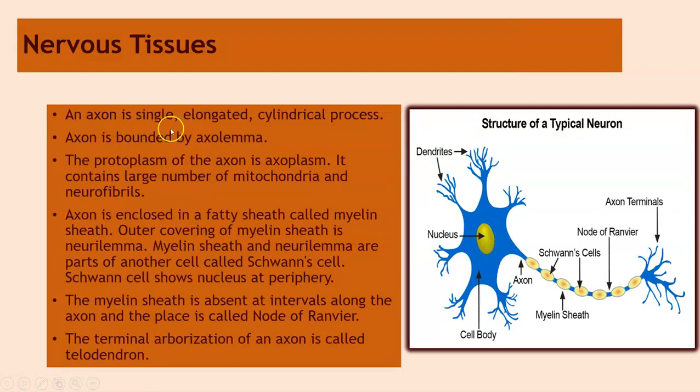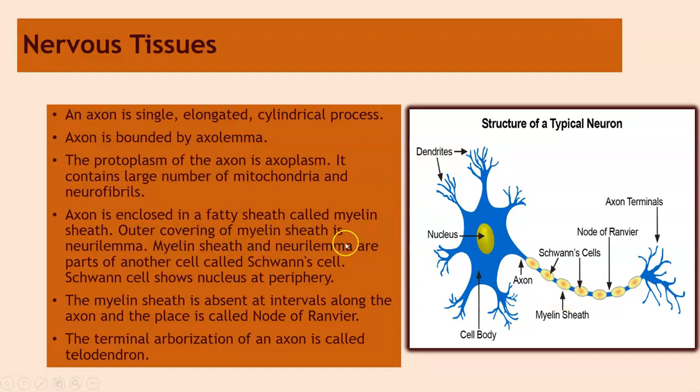Further, an axon is a single elongated cylindrical process. Have a look at the image again. This is the long single elongated cylindrical process. Axon is bounded by an axolemma. The protoplasm of axon is called axoplasm. It contains a large number of mitochondria and neurofibrils. Axon is enclosed in a fatty sheath called myelin sheath. Now here you will see that it is enclosed in this fatty sheath. This sheath is called myelin sheath.